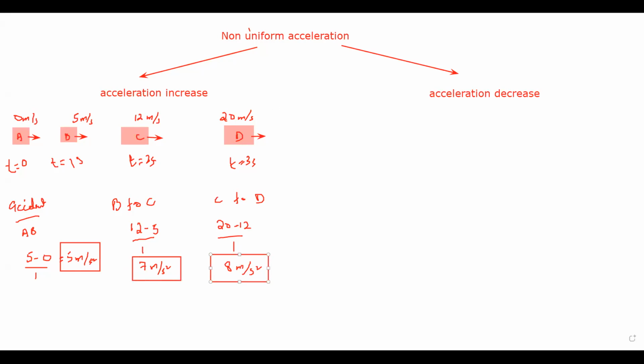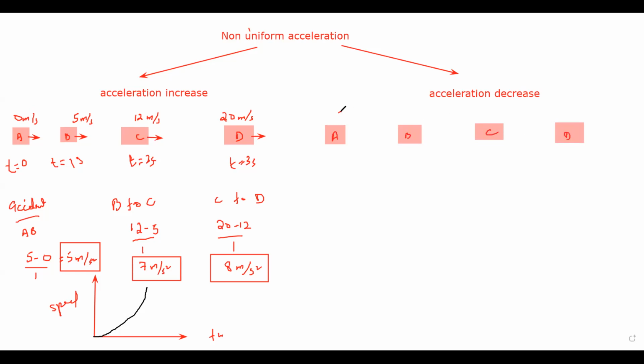So how will the speed time graph appear for this type of motion in which the acceleration is increasing? For increasing acceleration, the slope or the gradient will increase, so it will get steeper. And if acceleration is decreasing, how do we explain that? Even though the speed is increasing, the change in velocity in a unit time will decrease.